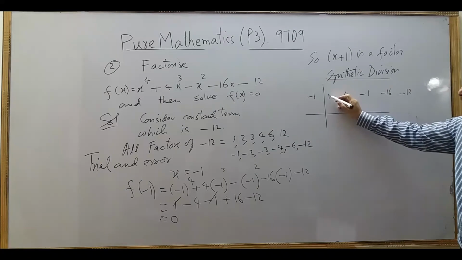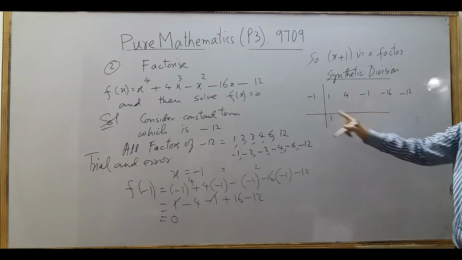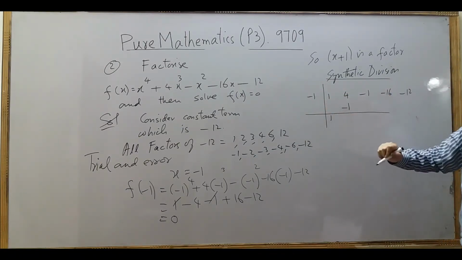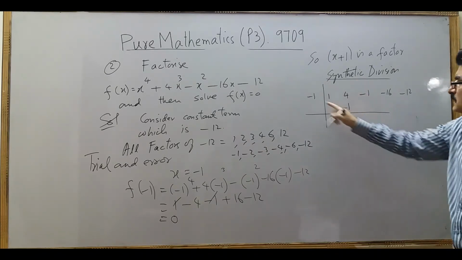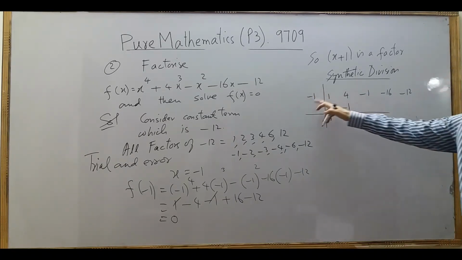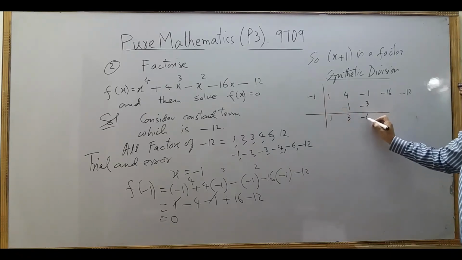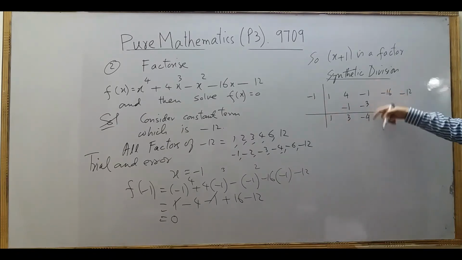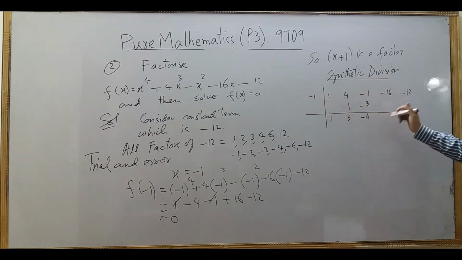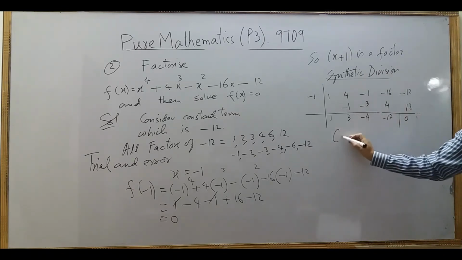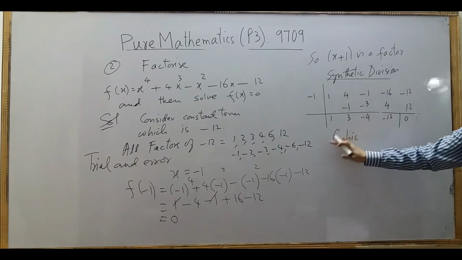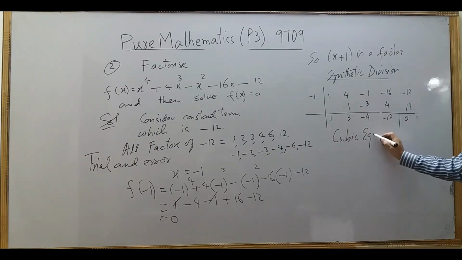Start the process, just bring it down, no change. Now multiply this by this, right here, add vertically, 3. Multiply diagonally, minus 1 into 3, it is minus 3. This will be minus 4. You will add vertically. Again multiply minus 1 by minus 4, it is 4. You add, you will get minus 12. And then again multiply minus 1 into minus 12, it is 12. You will get 0. Now we have an equation of one degree lesser. We have a cubic equation.